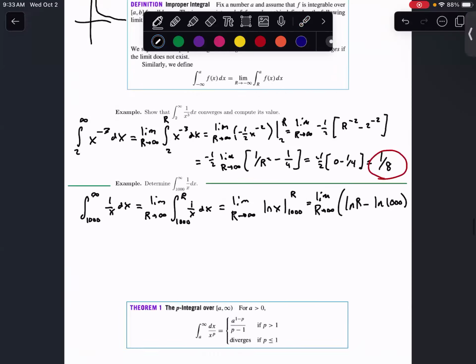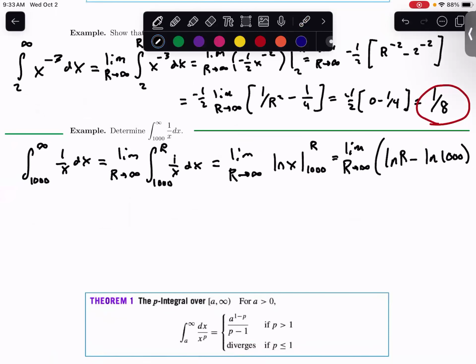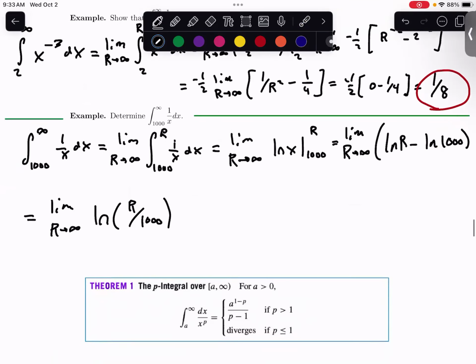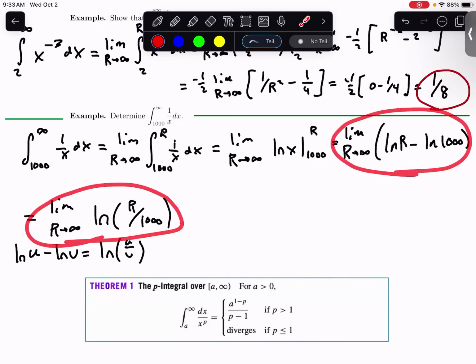You can also write things out in the following way. You can combine it into a single natural log. This is really the same thing as the limit as r goes to infinity of the natural log of r over 1,000. This is a useful property. You've probably seen it in high school and then Calc 1. But this is a really important property that will show up in the section a couple of times. If you have the natural log of u minus the natural log of v, it's the same thing as the natural log of u over v. That's what I'm employing to go from this step to this step right here.